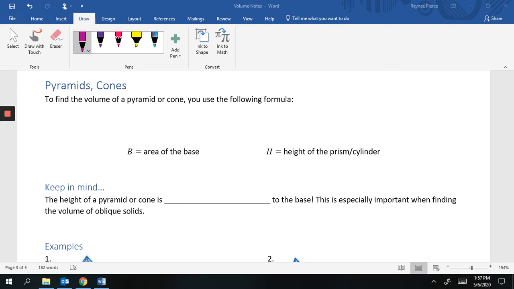Okay, now, last part we're going to talk about will be volume of pyramids and cones. It's actually really similar to prisms and cylinders, except instead of just area of the base times the height, we're going to take a third of the area of the base times the height. And that height still has to be perpendicular.